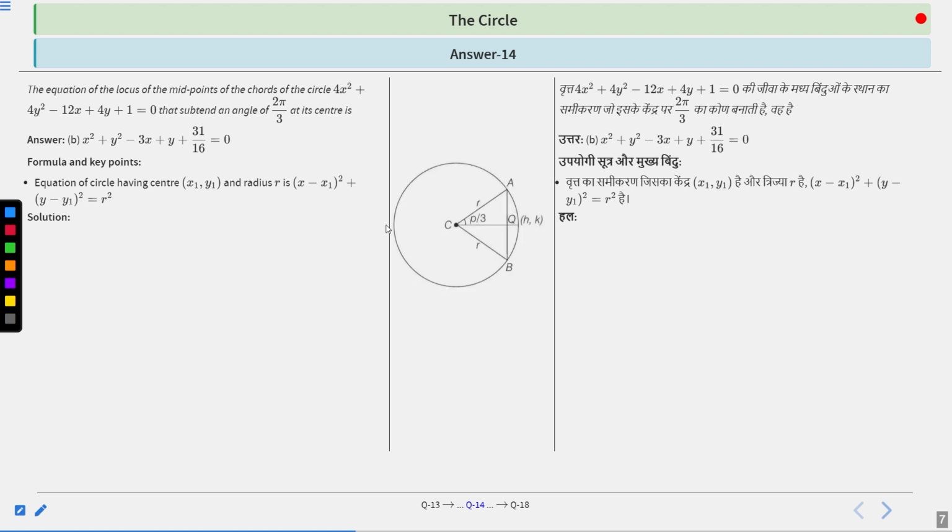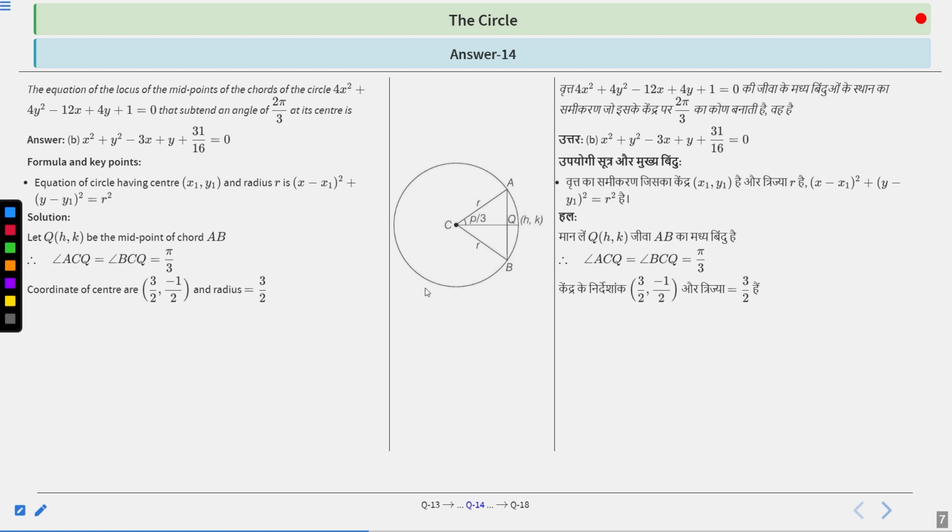We are given a circle having center C and radius r, and it is subtending angle 2 pi by 3 at the center, right? So let Q(h, k) be the midpoint of chord AB. Therefore, angle ACQ is equal to angle BCQ, which is equal to pi by 3. So the coordinates of the center are (3 by 2, minus 1 by 2), and the radius is 3 by 2.